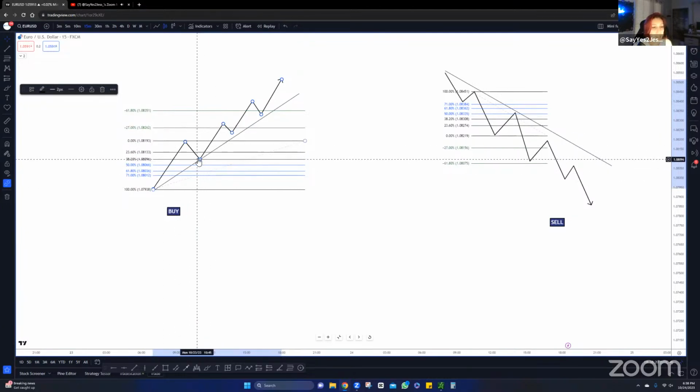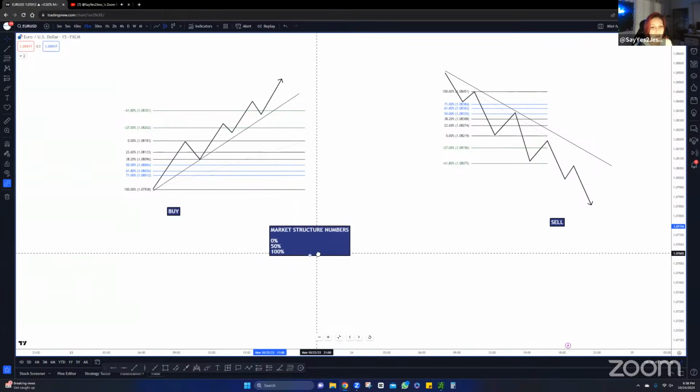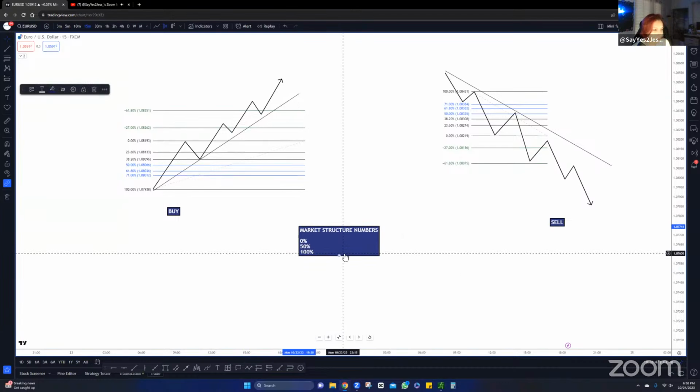Now, the ideal numbers for market structure are the 50%, the 100, and the 0. So I'm going to write this down for you guys. The market structure numbers are going to be your 0%, your 50%, and your 100%. These are your market structure numbers. So if you are really intimidated by Fibonacci, which a lot of new people are, literally 0, 100, and 50% are market structure. That's it.